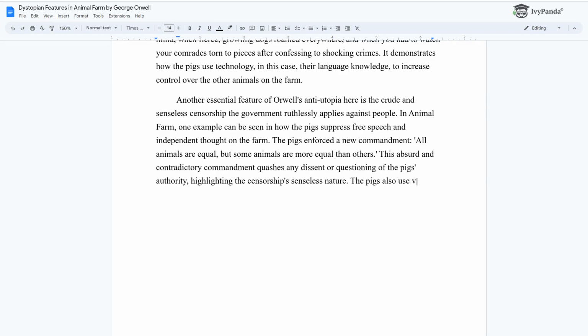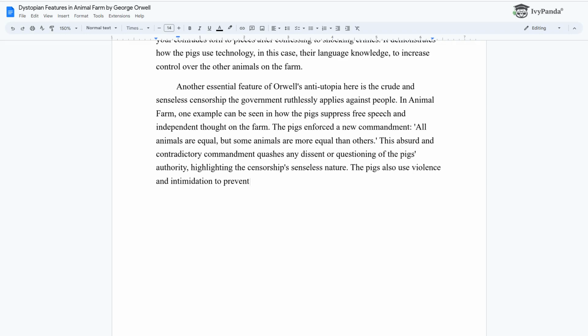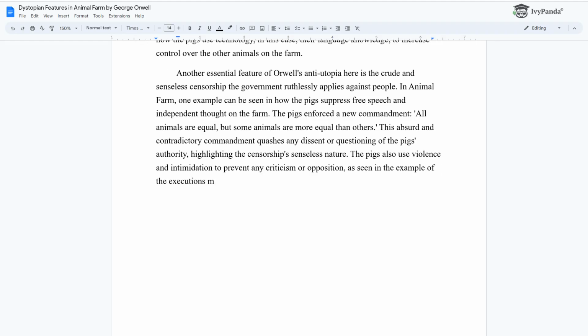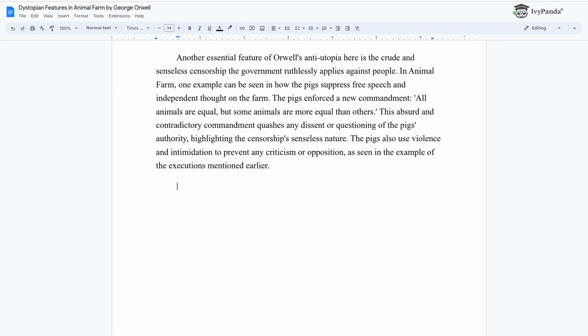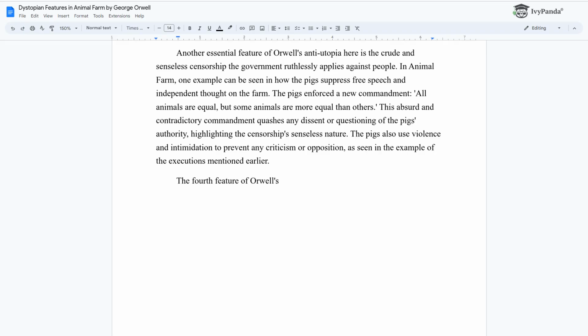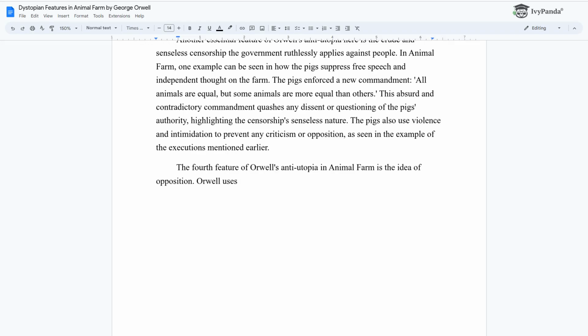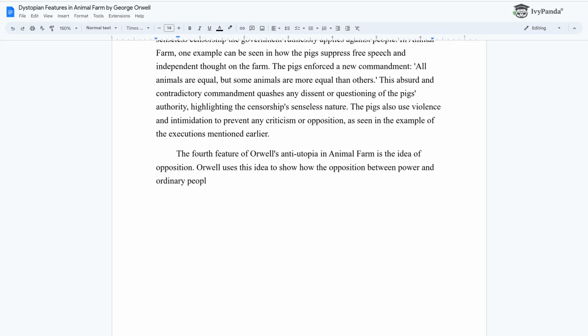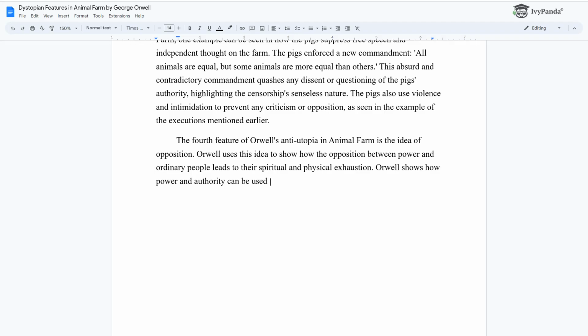The pigs also use violence and intimidation to prevent any criticism or opposition, as seen in the example of the executions mentioned earlier. The fourth feature of Orwell's anti-utopia in Animal Farm is the idea of opposition. Orwell uses this idea to show how the opposition between power and ordinary people leads to their spiritual and physical exhaustion. Orwell shows how power and authority can be used to deny freedom and individuality.